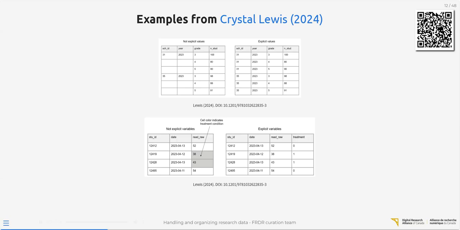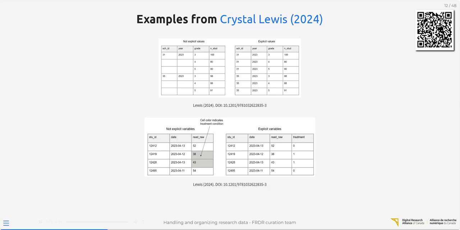Here are two more important lessons from Crystal Lewis's work. First, data should always be explicit. In the table on the left, repeated values like school IDs and years are omitted, assuming the reader can infer them. But this creates confusion and errors during data processing. On the right, the corrected table repeats these values explicitly for every row, making the dataset complete and machine-readable. Second, avoid relying on visual cues like color to convey information.